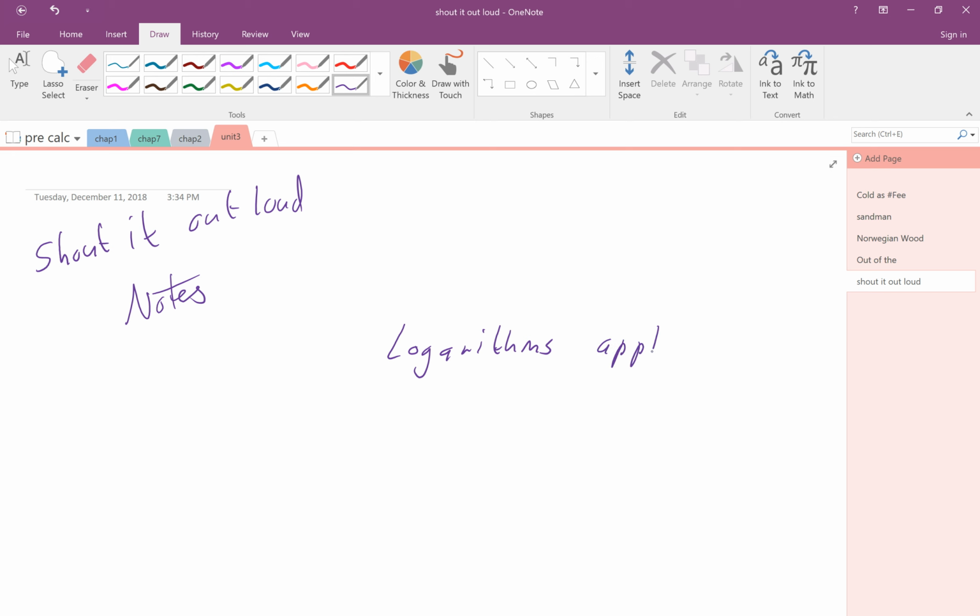applied, using them for modeling. Okay, they don't have a lot of applications, but I'm going to show you a couple different things, and we're going to solve some equations. I should say we're going to solve some exponential equations.